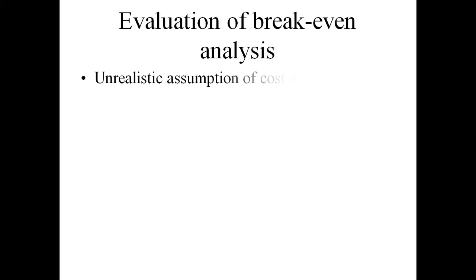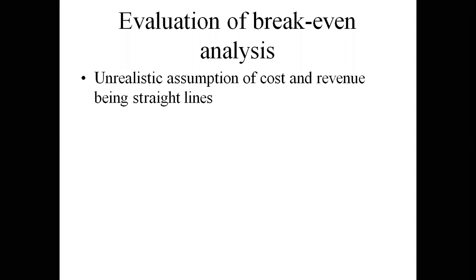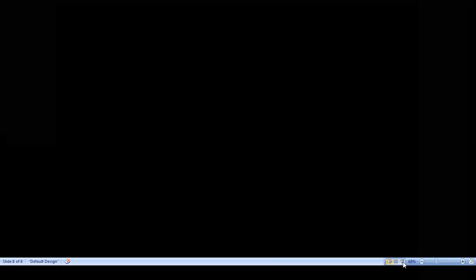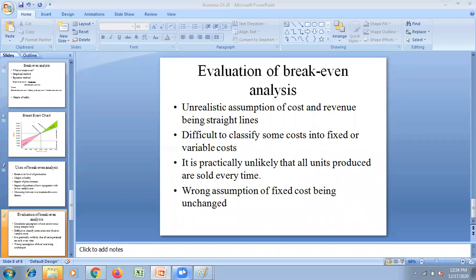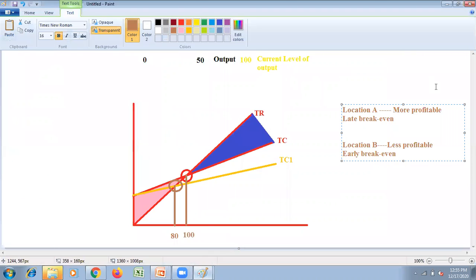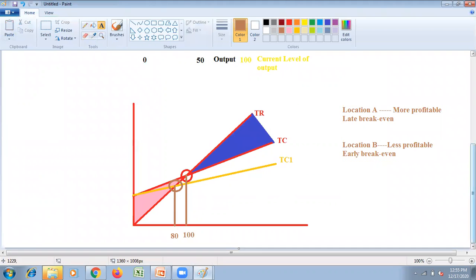Now, one problem is the unrealistic assumption of cost and revenue being straight lines. Actually, cost and revenue curves are never straight lines. We call them curves, but they are not curves. While drawing a break-even chart, you know that we always draw straight lines. But practically, they are not straight lines.